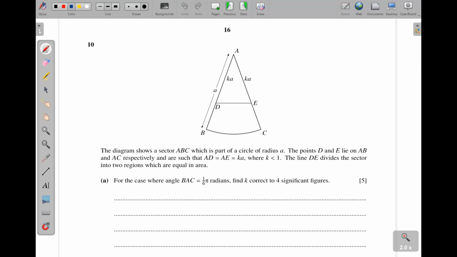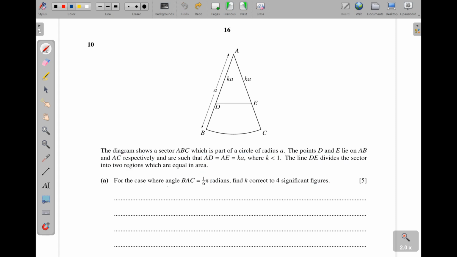Question 10 is coming from circular measure. The diagram shows a sector ABC, which is part of the circle of radius A. The points D and E lie on AB and AC respectively, and are such that AD is equal to AE is equal to KA. We can see this one here, where K is less than 1. So the line DE divides the sector into two regions which are equal in area. Part A. For the case where angle BAC is pi over 6 radians, find K correct to 4 significant figures.